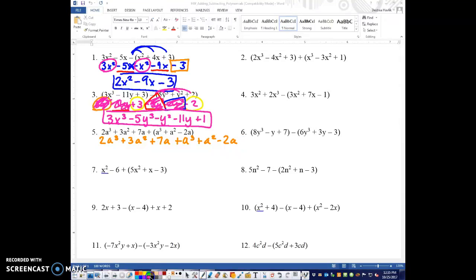Then we combine like terms. Ready? Your a to the third, your a to the third. Your a squared, your a squared. And lastly, you're just a and you're just a. So we combine them together. You ready? 2 plus 1 is 3. 3 plus 1 is 4. 7 minus 2 is 5.